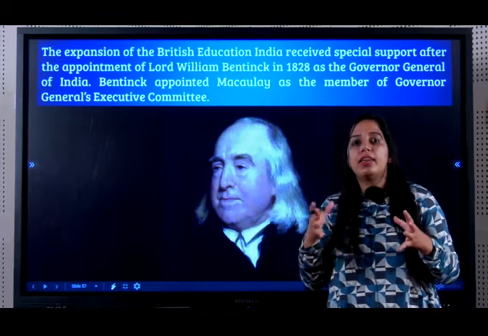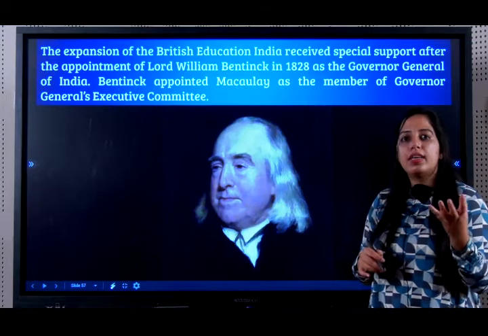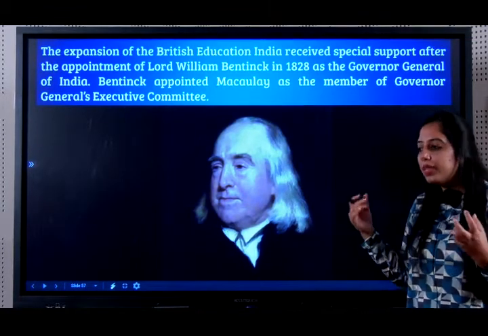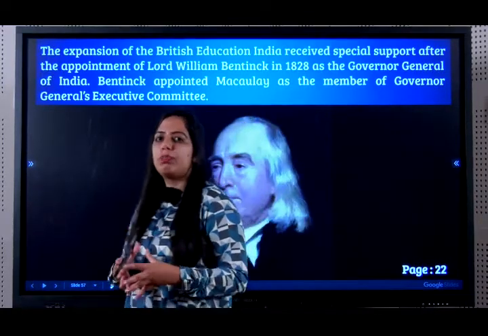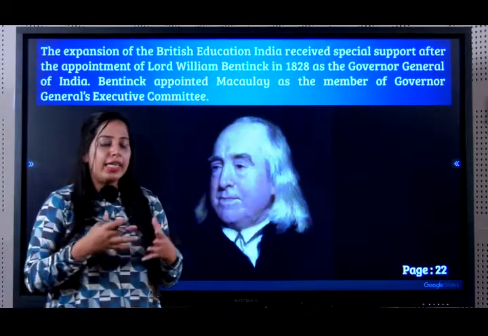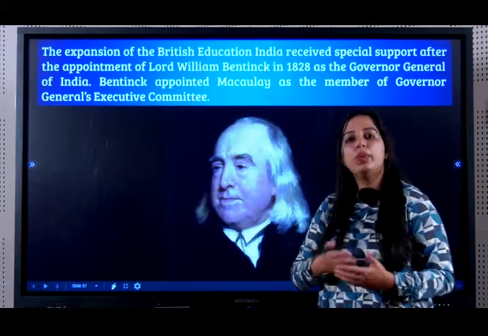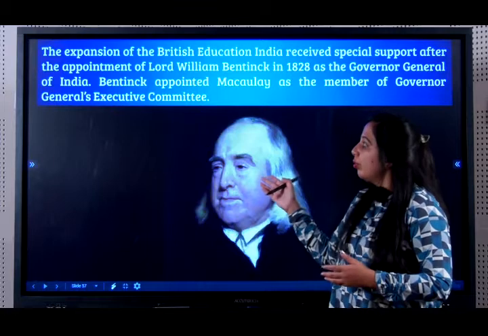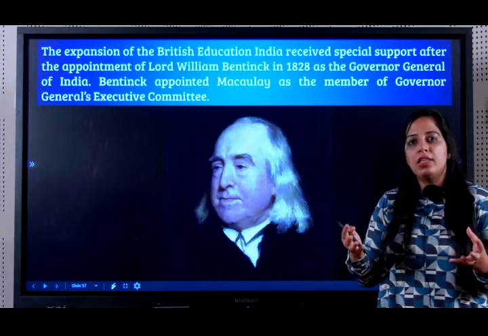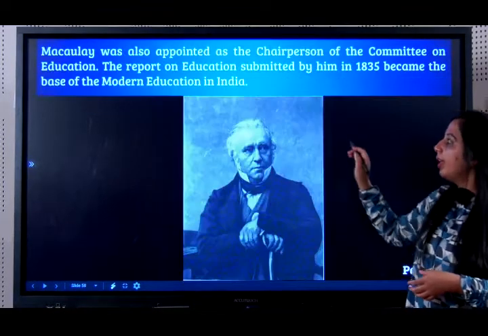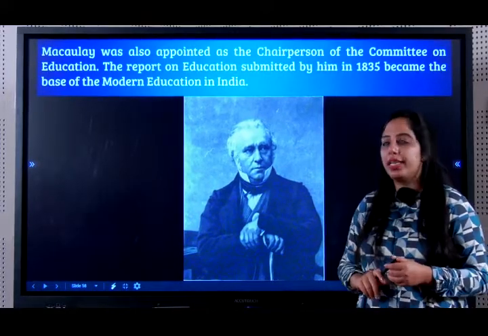He even appointed a commission under the leadership of Macaulay and called this the Governor General's Executive Committee. Now when they want to make a law, for example the new education policy, they first make a committee and invite a lot of experts to do research and give advice as to how we can bring about change. So William Bentinck appointed Macaulay to form a commission under his supervision. Macaulay was also appointed as the chairperson of this committee on education.